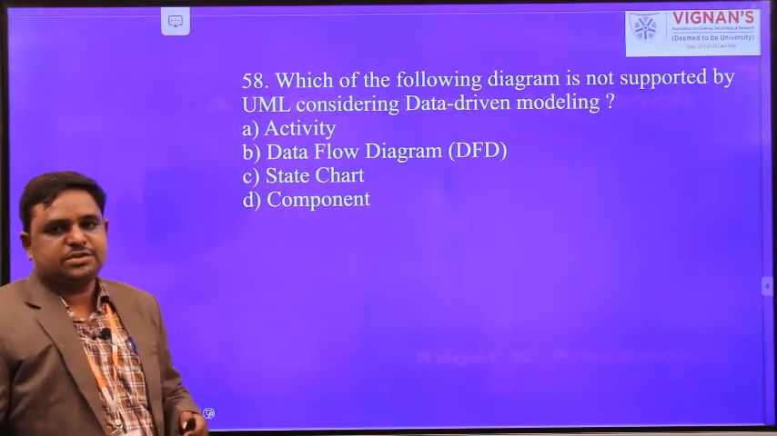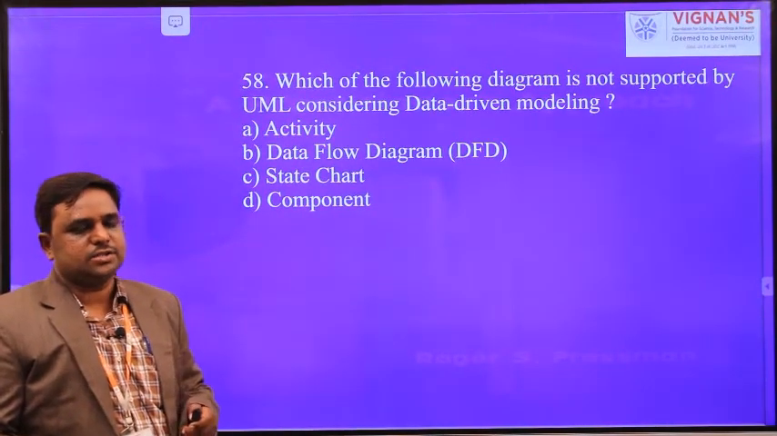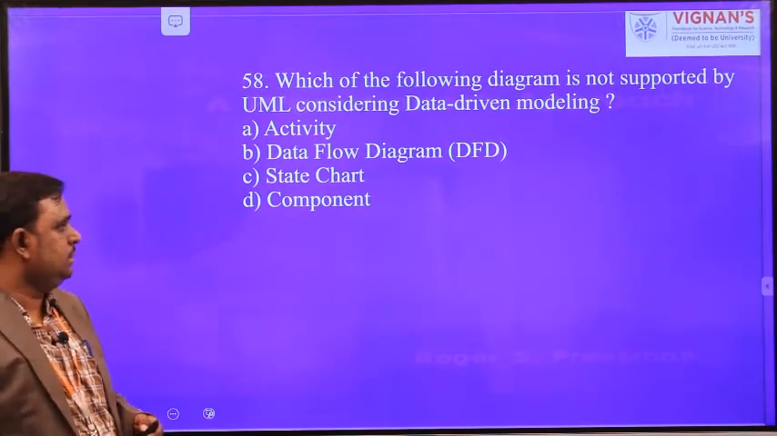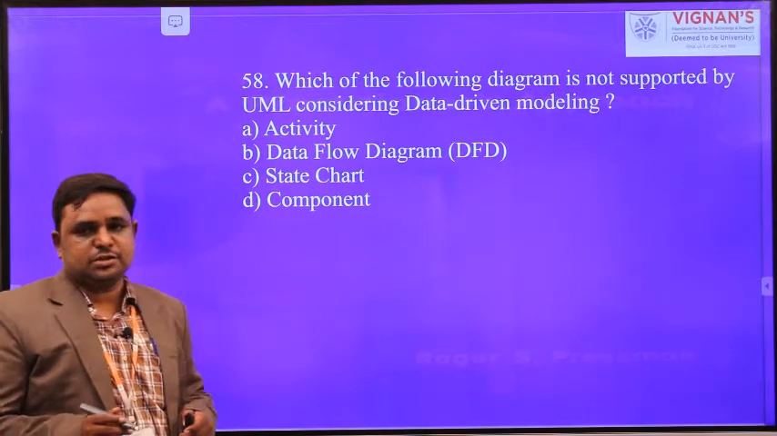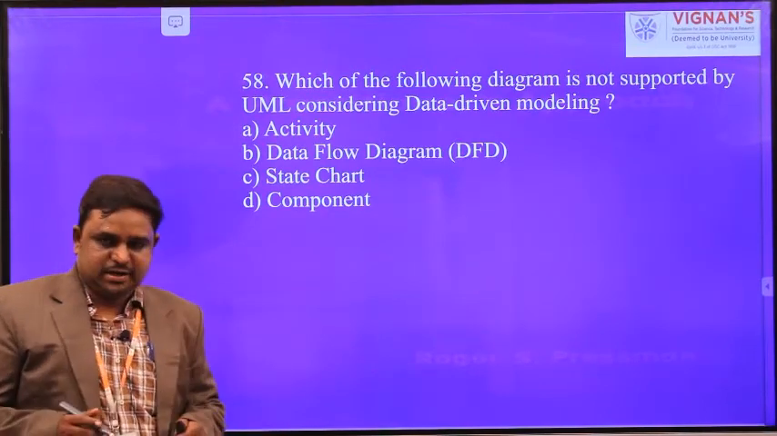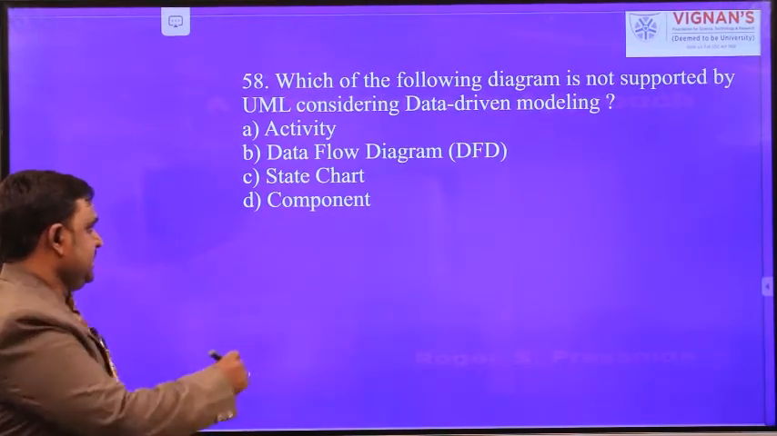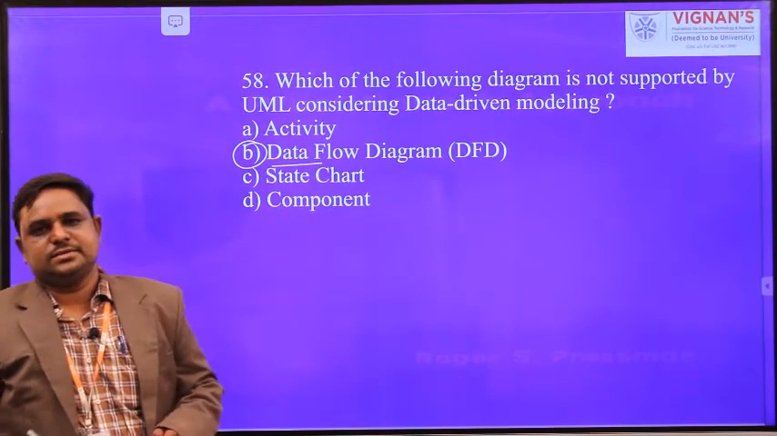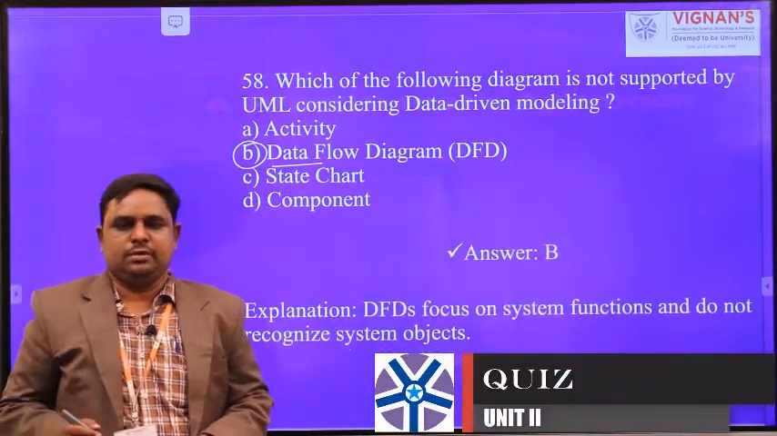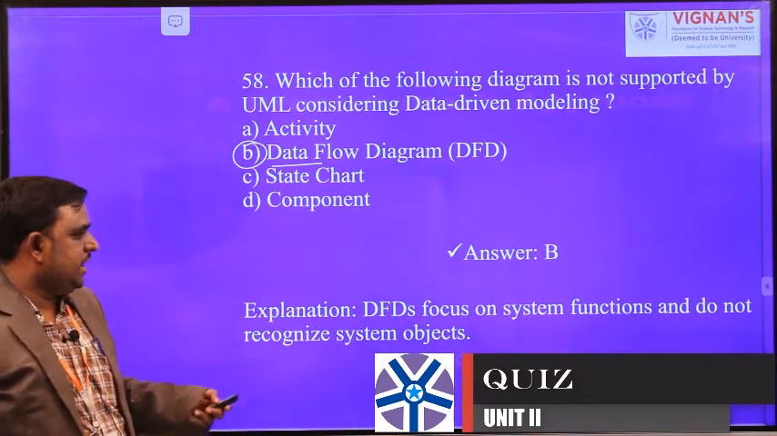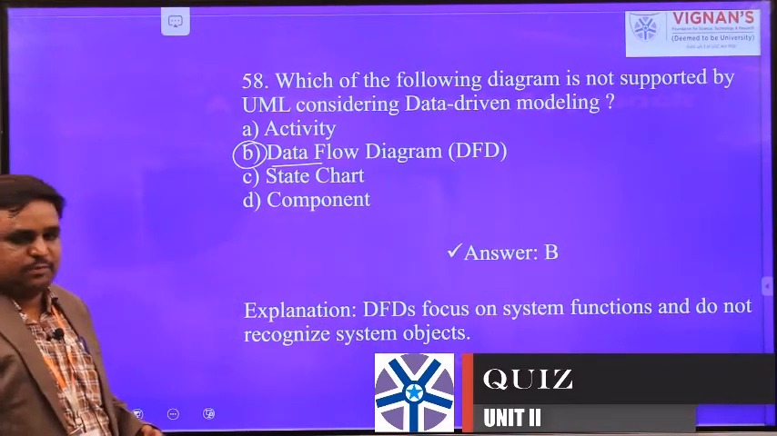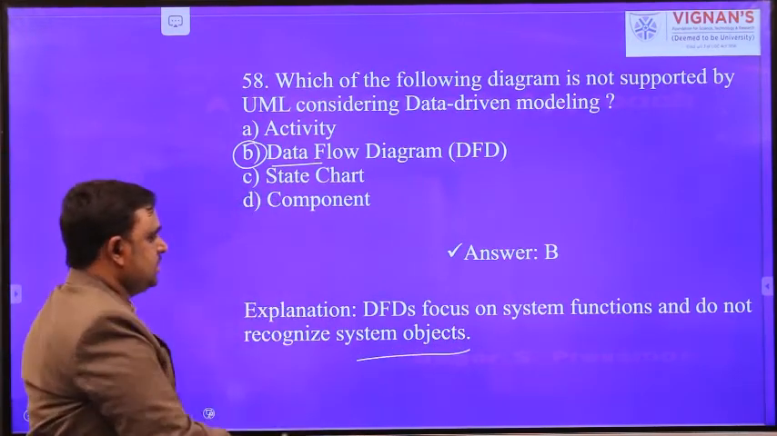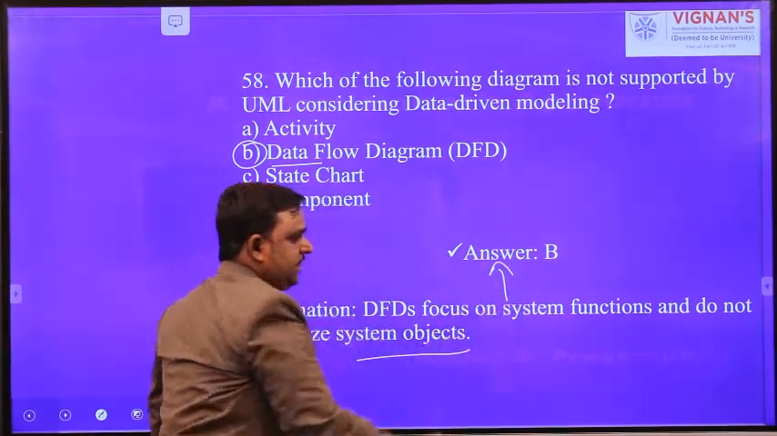Next, which of the following diagrams is not supported by UML considering data-driven modeling? The answer is D, data flow diagram. Because the data flow diagram focuses on system functionalities and does not recognize the system objects. So that's why the answer is D.